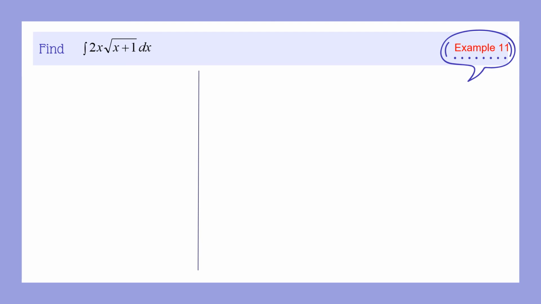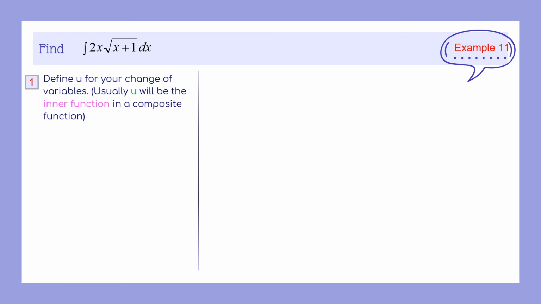11. Find integrate 2x sub x plus 1 dx. So this one we want to try to do substitution. So the first step is define u for your change of variable. Usually u will be the inner function in a composite function. So we take u as x plus 1, the inner function.